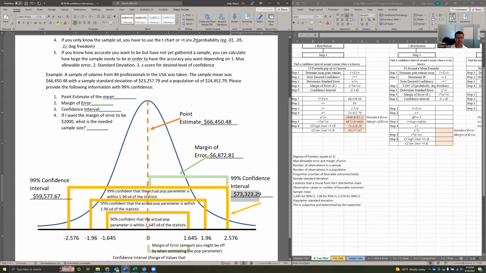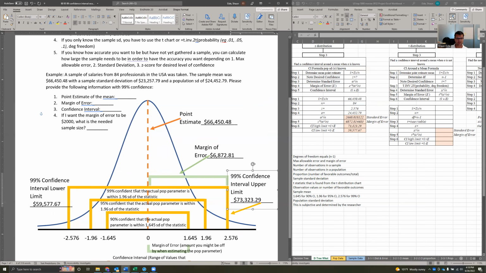59,577.67 and 73,323.29. Okay, and so this right here is the lower limit. Okay, and upper limit. Okay, and so we've got the lower limit and the upper limit for the confidence intervals. And this is how we would go about doing it.